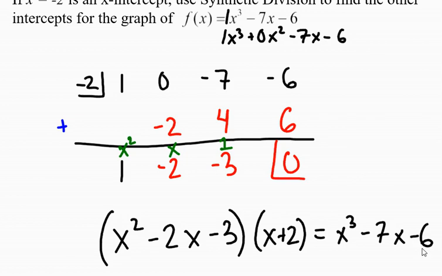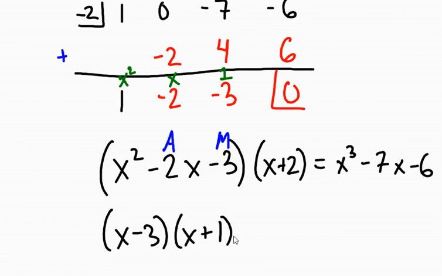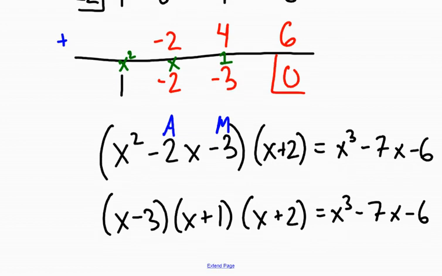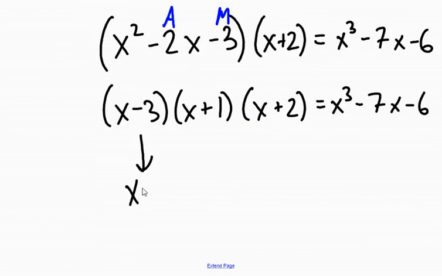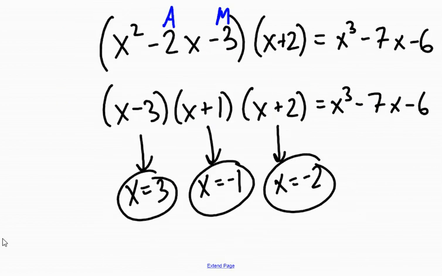The question asked us, though, to find all of the x-intercepts for this graph. Well, I still could factor this quadratic. So I need two numbers that multiply to be negative 3 and add up to be negative 2. Well, that obviously is going to be x minus 3 and x plus 1, because it's negative 3 and positive 1. And now you would have found all of the factors for that graph, which means all of the x-intercepts can be obtained. x equals 3, x equals negative 1. And x equals negative 2 is the one we knew about from the beginning. And now we have all three.